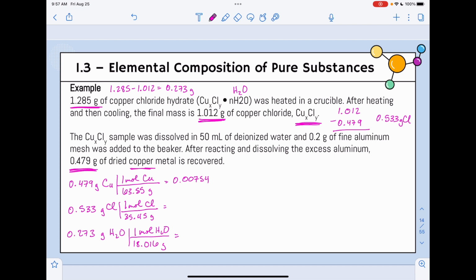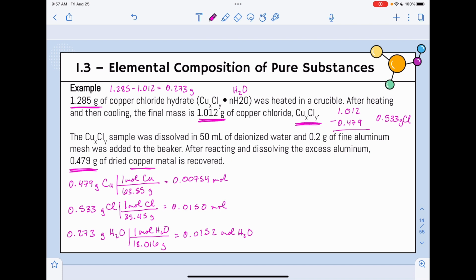Okay, I've got my chlorine, so 0.533 divided by 35.45 gets me 0.0150 moles. And then my water is 0.273 divided by 18.016, which is 0.0152 moles of water. Okay, so let's do our copper chloride first.